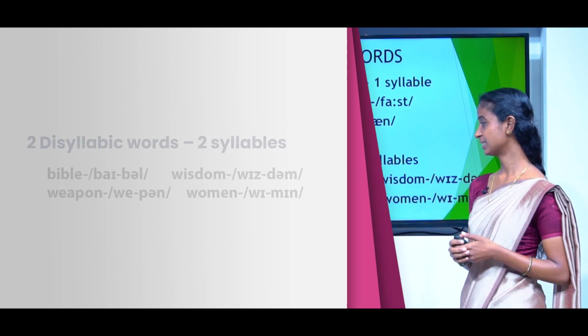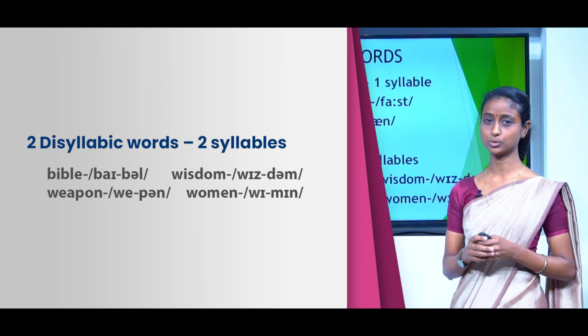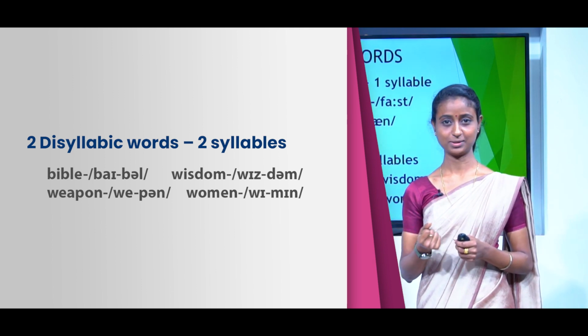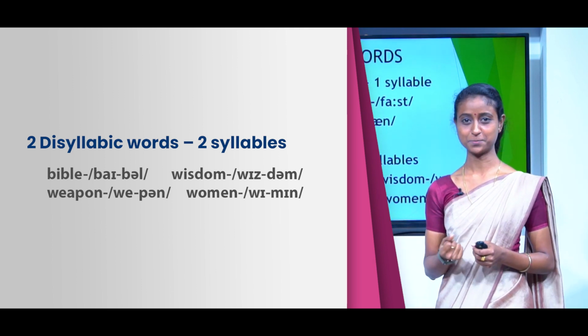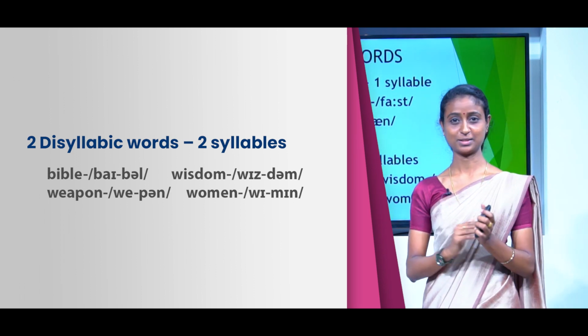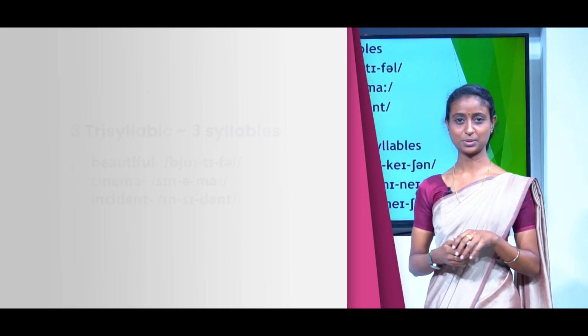Next one is disyllabic words. That is, there will be 2 syllables in those words. Examples are Bible, wisdom, weapon, women. Got it?